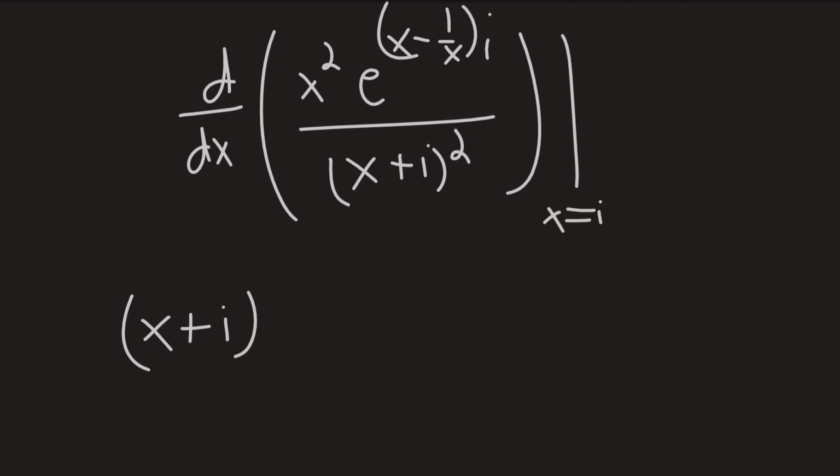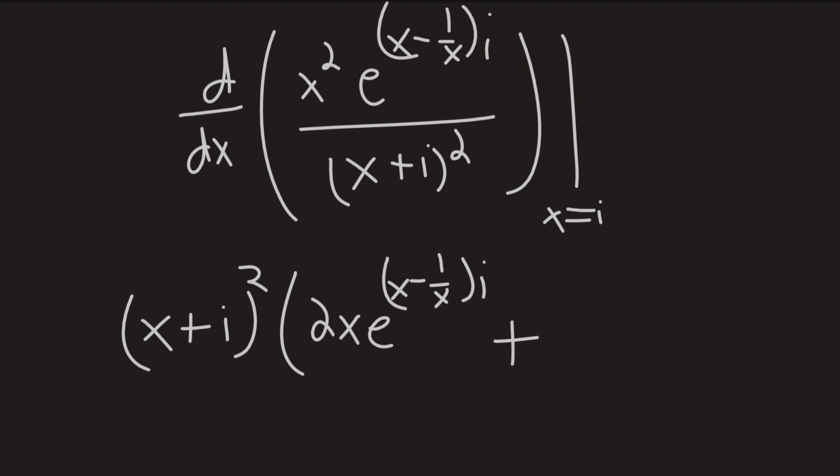Low, then d high. So then d high is just going to be, we have to product rule that. So we're going to have 2x times e to the x minus 1 over xi. And then, just reverse that. So x squared times the derivative of e to the x minus 1 over xi. You just have to take the derivative of that bit right there. So it's just 1 plus 1 over x squared times i times e to the x minus 1 over x times i.